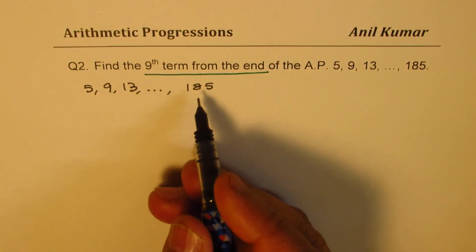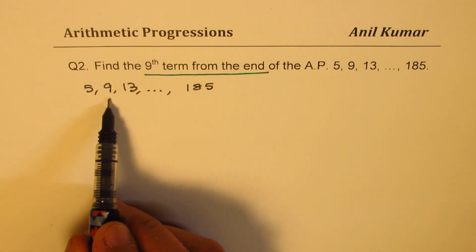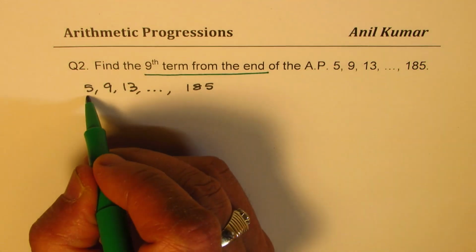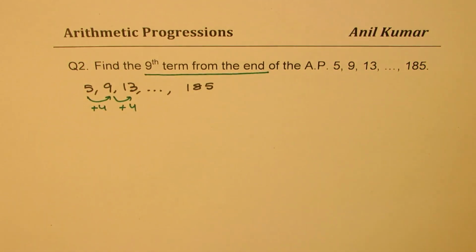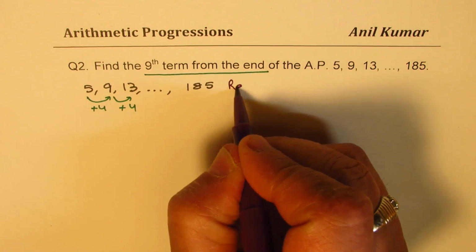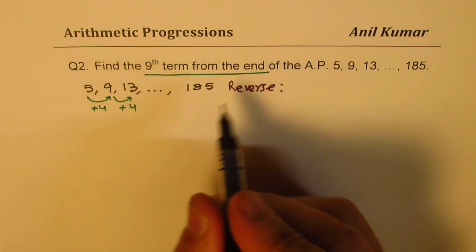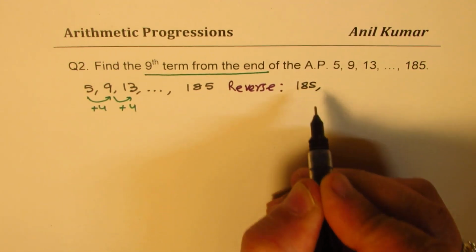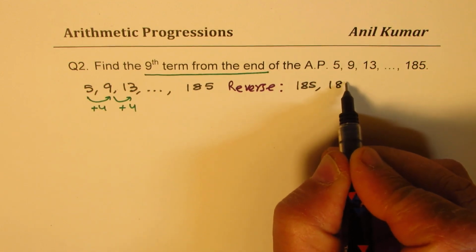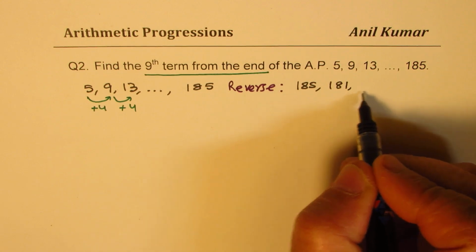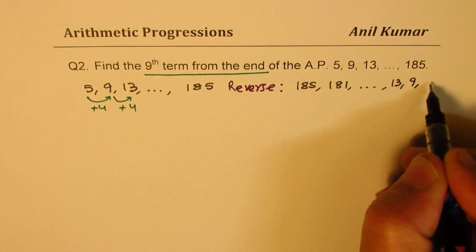what we can do is we can write this in reverse order. So at present, you see, it is actually increasing by 4, right? So if you see from here, it is like plus 4. But if we reverse, right? So if I reverse this sequence, what do we get? We get 185. Then we have to decrease by 4, right? So 185, 181. So we have to decrease by 4, correct? Till the end, which is 13, 9, and 5.